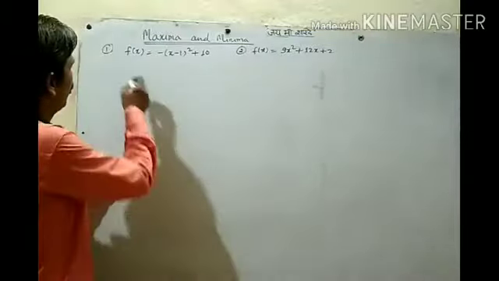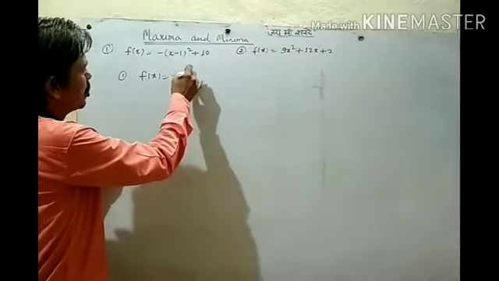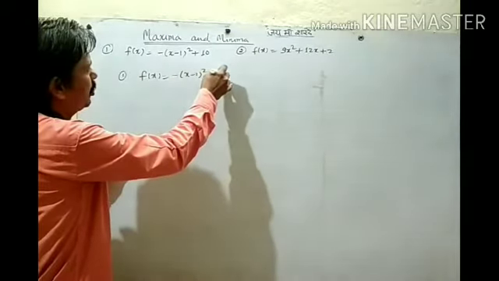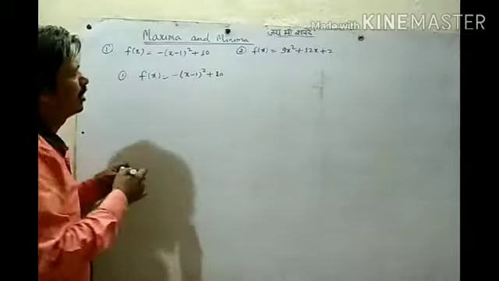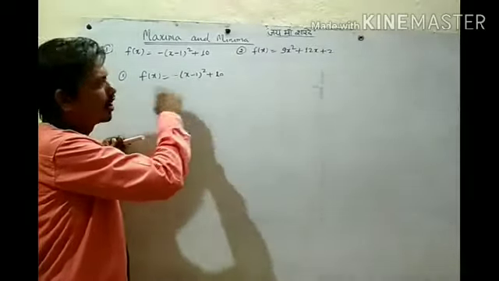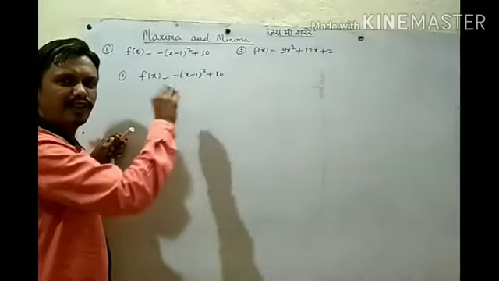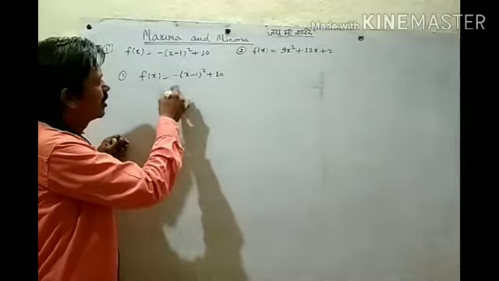So first what we'll do, for the first question, if you find the domain of this function, it is defined for every x, so its domain is the set of real numbers. For every x it is defined.